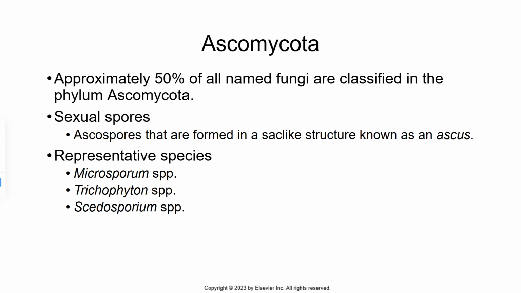For the Ascomycota, approximately 50% of all named fungi are classified in this phylum. The sexual spores, ascospores, are formed in a sac-like structure known as an ascus. Representative species would be Microsporum, Trichophyton, and Scedosporium. We will be looking at all three of those in detail as we go through this mycology series.